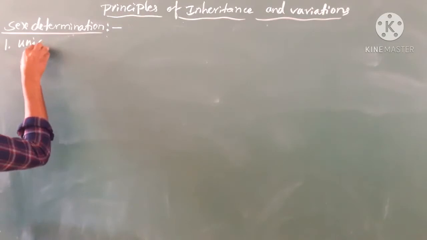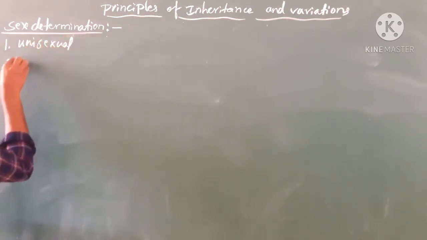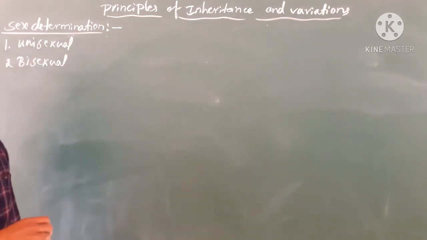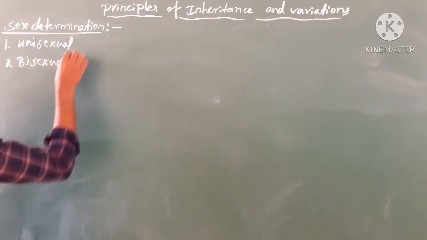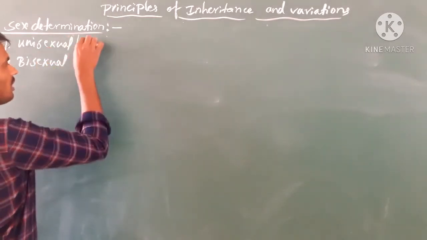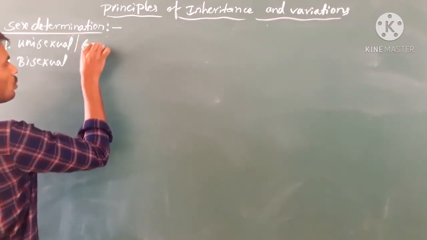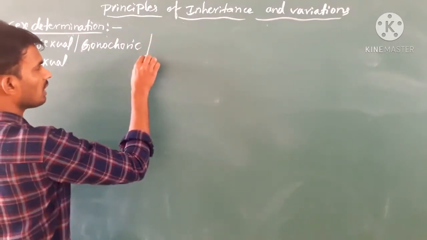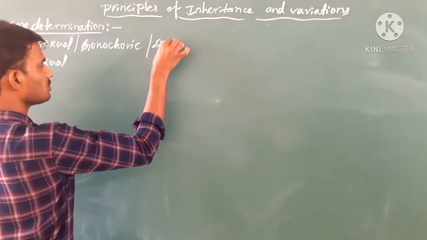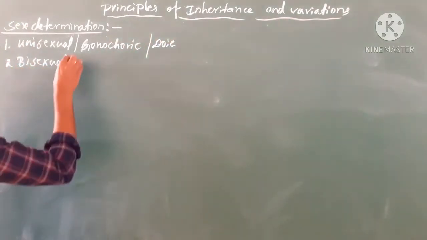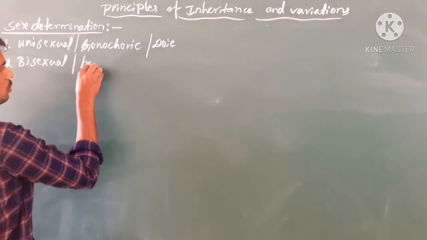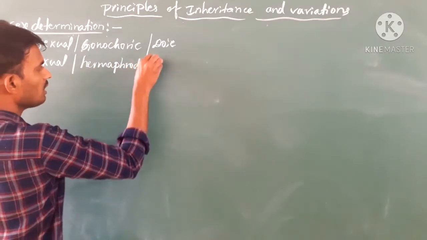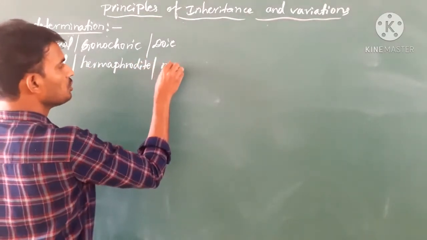One is called the unisexual organisms. Another one is called the bisexual organisms. Sexually reproducing organisms are differentiated into unisexual and bisexual. The unisexual organisms are also known as gonochoric organisms, and also known as dioecious organisms. These bisexual organisms are also known as hermaphrodite and also known as monoecious organisms.